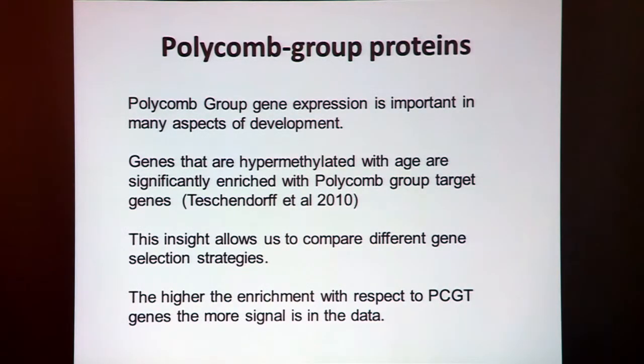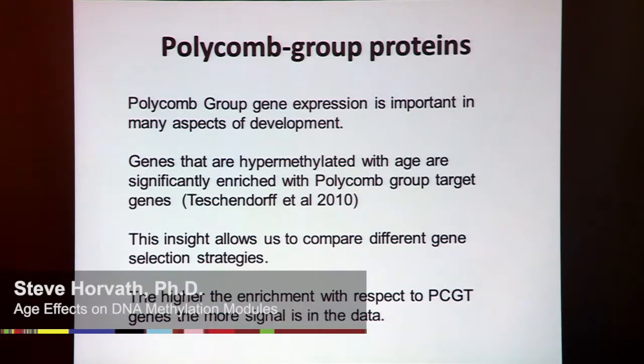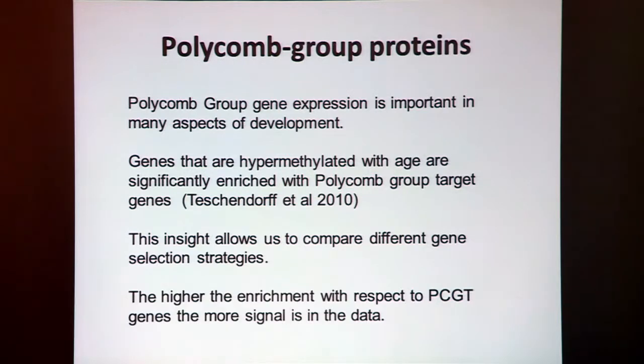The other thing one can ask is, is this module enriched with polycomb group protein targets? And why would one even ask that? Because Teschendorf et al. had found in their independent, earlier study that genes that are hypermethylated with age are significantly enriched with polycomb group target genes. These polycomb group proteins play a crucial role in maintaining the stemness of a stem cell. They play an important role in development. And it's very interesting to find this connection to aging, you know.